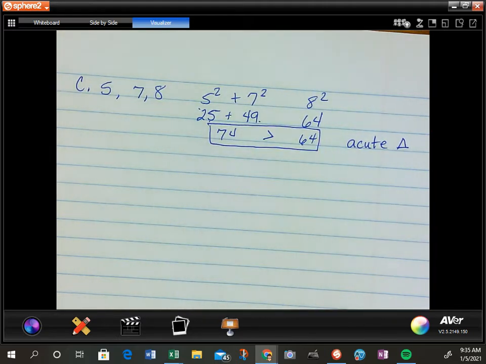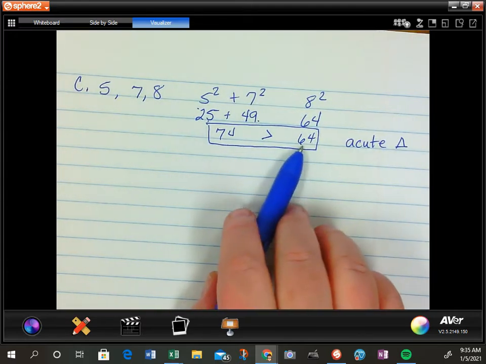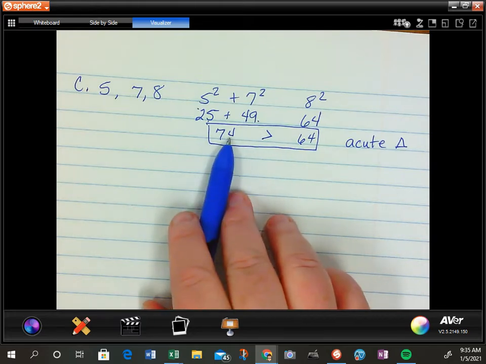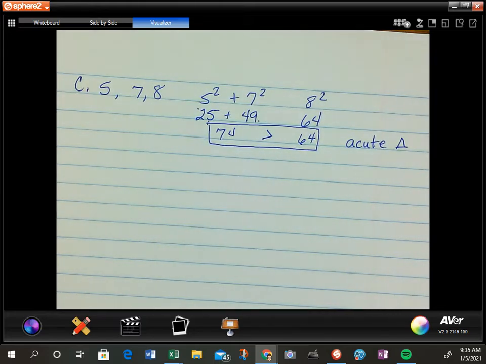Okay? Sound good? It's backwards than what you would think. You want to look at C rather than A plus B. Okay? Number 3.